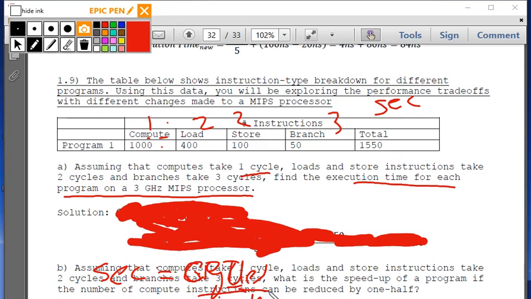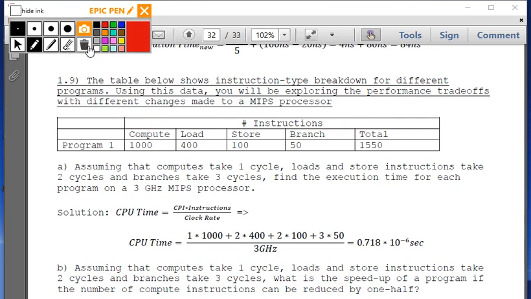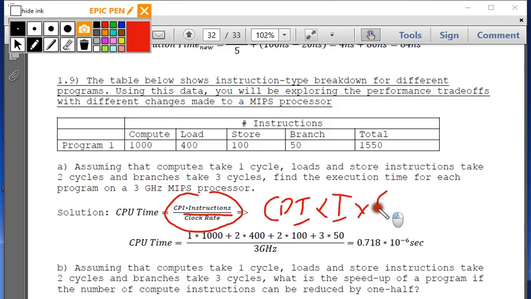And now, how many instructions do I have? So I have instructions, and then seconds per cycle. So now I've got to find the average CPI, multiply it by the total number of instructions, and then do my seconds per cycle, which is the same thing as dividing by clock rate. Dividing by clock rate is the same thing as CPI times instruction count times cycle time. Since we have 3 gigahertz, clock rate flows better.